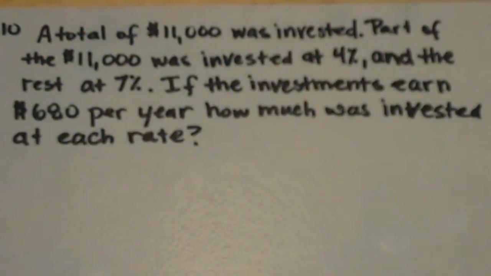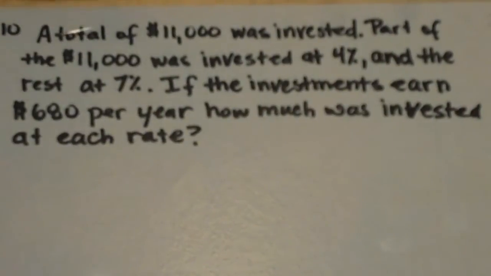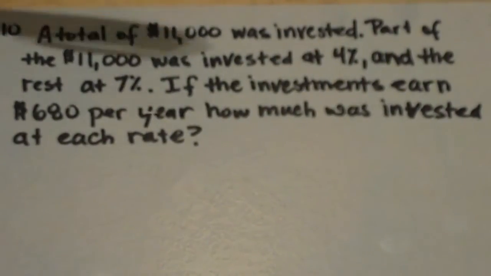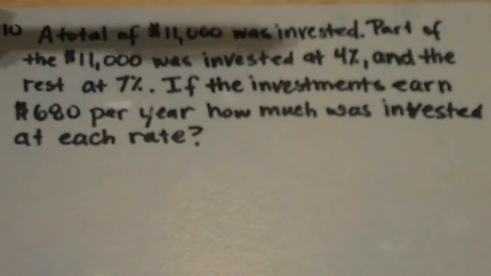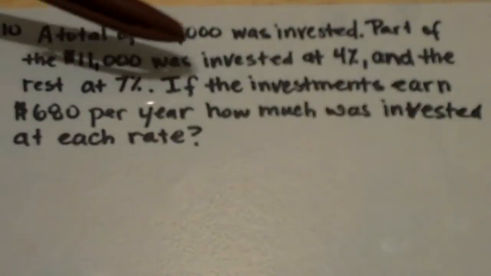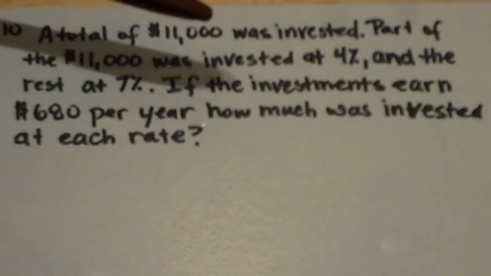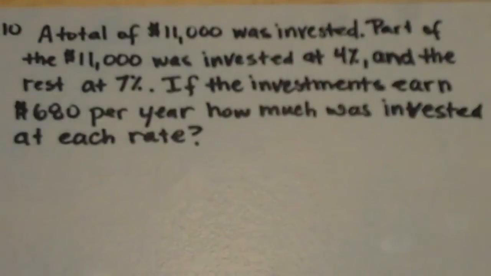Okay, so here we have chapter 4, section 4, for math 40. This is question number 10, and this is an investment problem. So it reads, a total of $11,000 was invested. Part of the $11,000 was invested at 4%, and the rest at 7%. If the investments earn $680 per year, how much was invested at each rate?